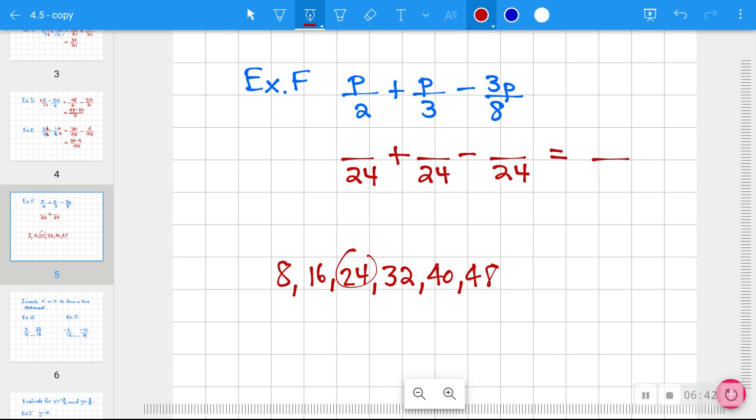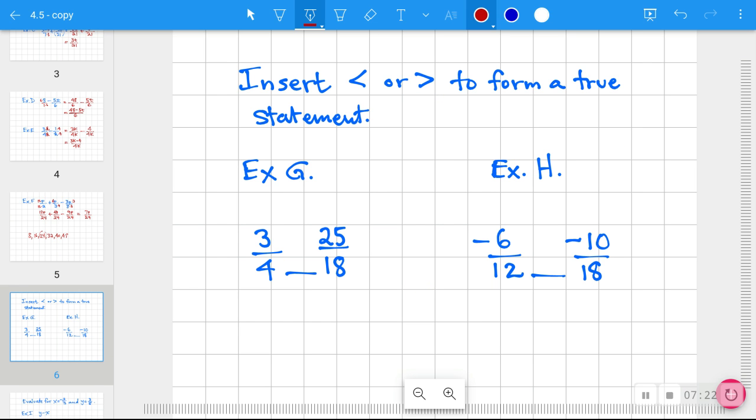And the answer is going to be 24ths also, unless we have to simplify later. Okay, to make the bottom into 24 here, you go times 12. Here it's times 4. And lastly, this one's times 3. So 12p plus 4p is 16. 16p minus 9p is 7p. And there's nothing that cancels out of that problem.